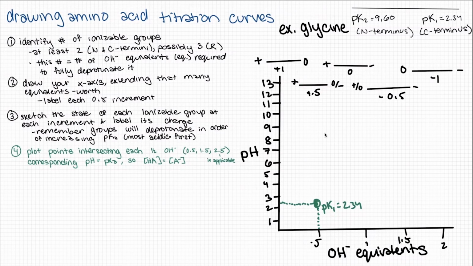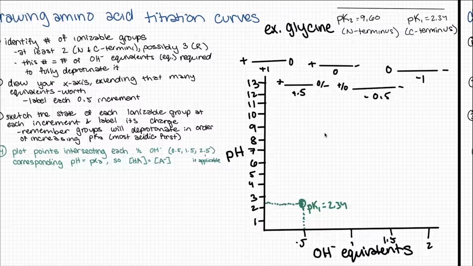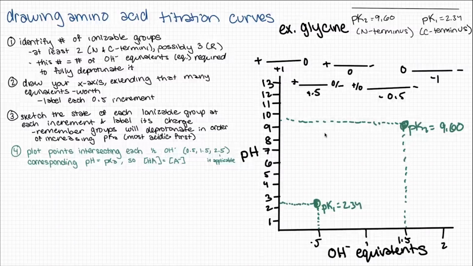And so we start with our pK1. This is going to be our C-terminus, and we can go ahead and plot where the pH is going to intersect where the pKa and the 0.5. And then we go ahead and do the same thing for our second one, our pK2, our N-terminus. So we do the exact same thing, but this time at 1.5 equivalents, because we have that 1 equivalent to deprotonate the first group, and then half an equivalent to deprotonate that second group.